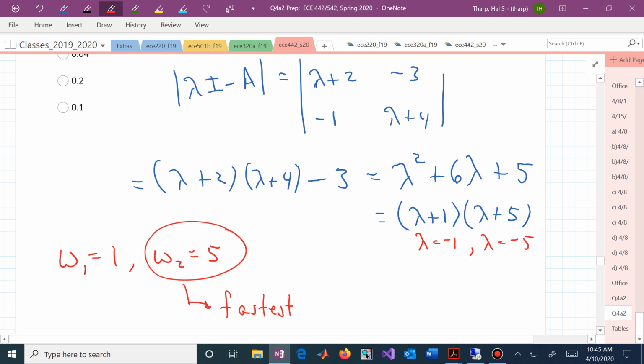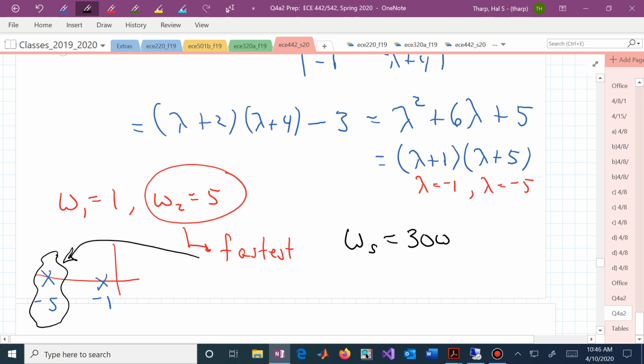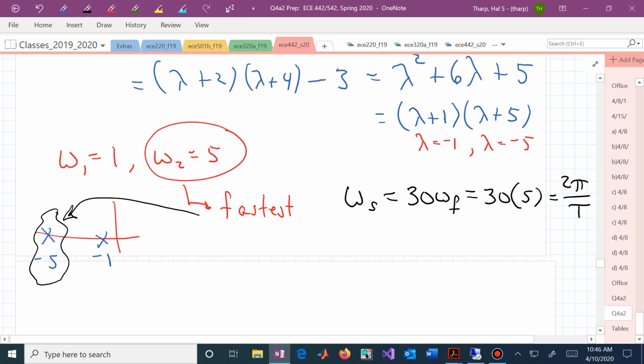Those are now pole locations in the S-plane. You have a pole at minus 1 and you have a pole at minus 5. You want to now sample based on the fastest pole. So now omega sub s is 30 omega sub fast. And again, that's equal to 2 pi over capital T, and you can solve that for capital T.